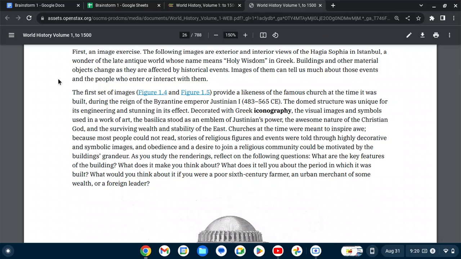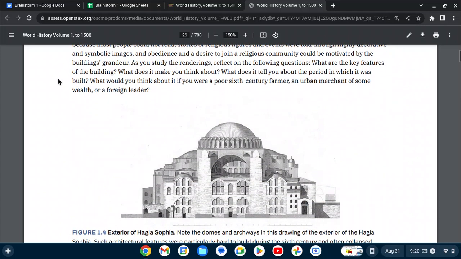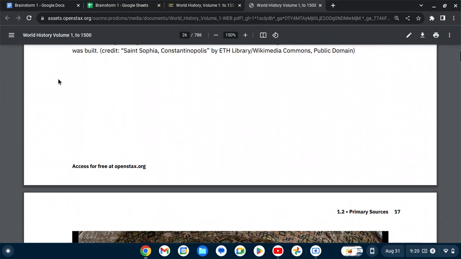As you study the renderings, reflect on the following questions. What are the key features of the building? What does it make you think about it? What does it tell you about the period in which it was built? What would you think about it if you were a poor 6th century farmer, an urban merchant of some wealth, or a foreign leader?